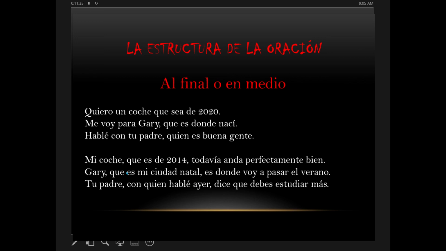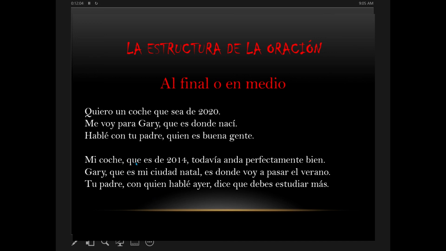The reason my car, which is from 2014, needs commas is because I have just one car. If I had two cars and one was a 2021, it would be my car that is from 2014 that would identify the car and be a necessary statement, which means that I would get rid of the commas. But apart from that, we can use que.